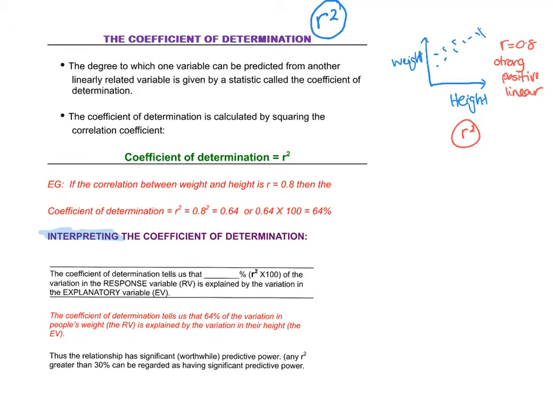So if you've had a look at the one above here, we had an example. It said the correlation between height and weight is 0.8. So we knew that was a strong positive relationship. If you're given it, you can simply just square it. So 0.8 times 0.8, and you get 0.64. So the coefficient of determination for this one, r squared, equals 0.64.